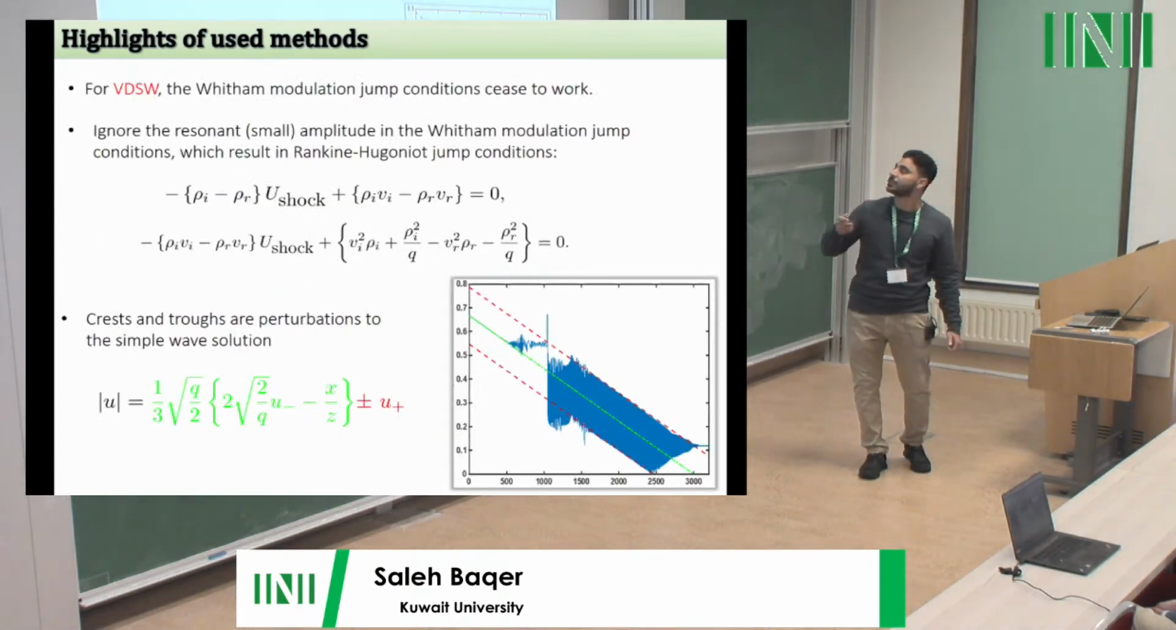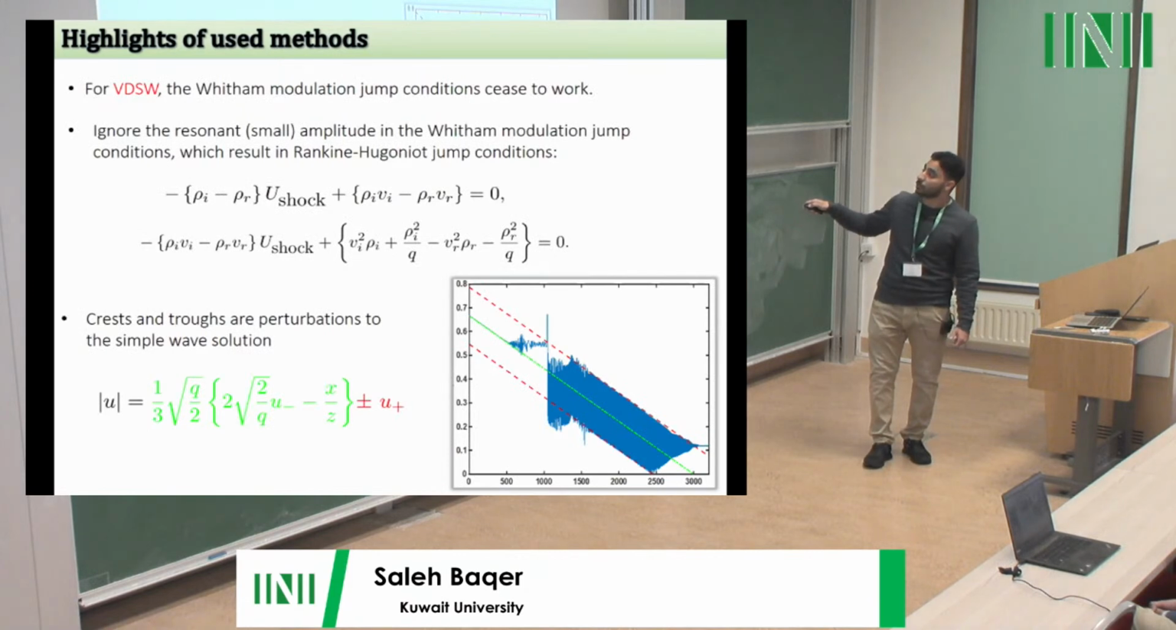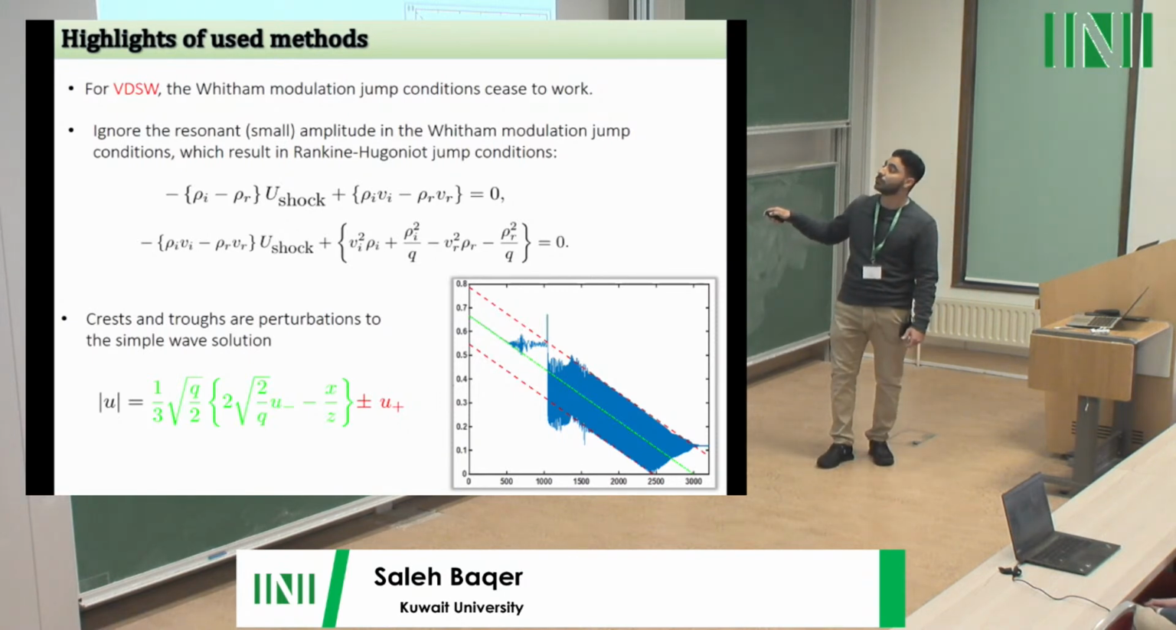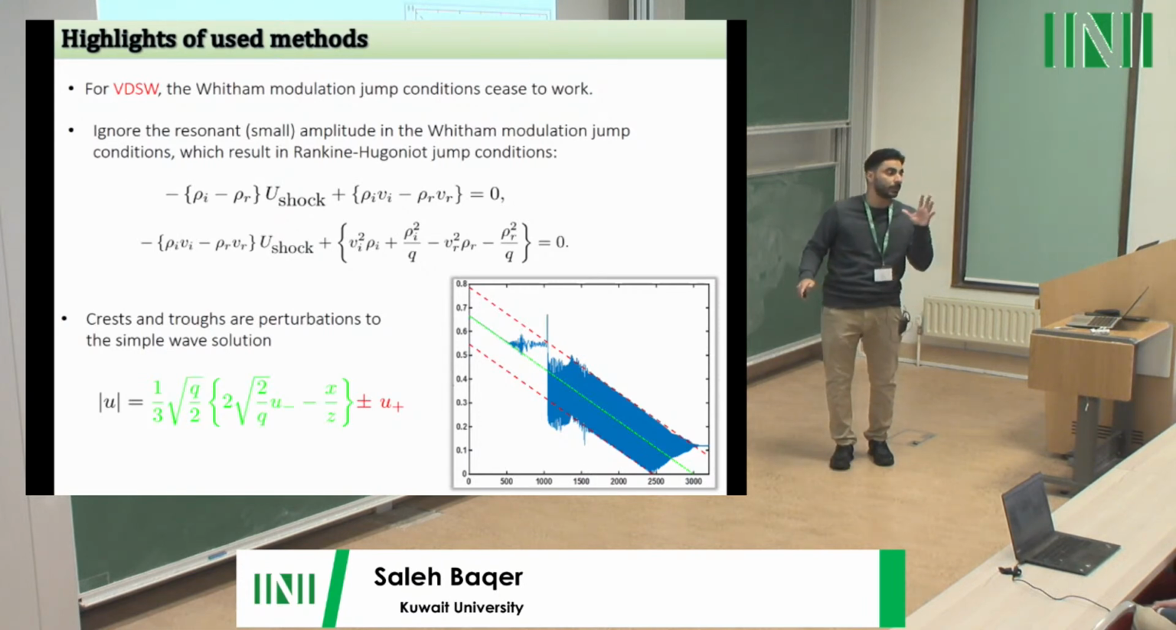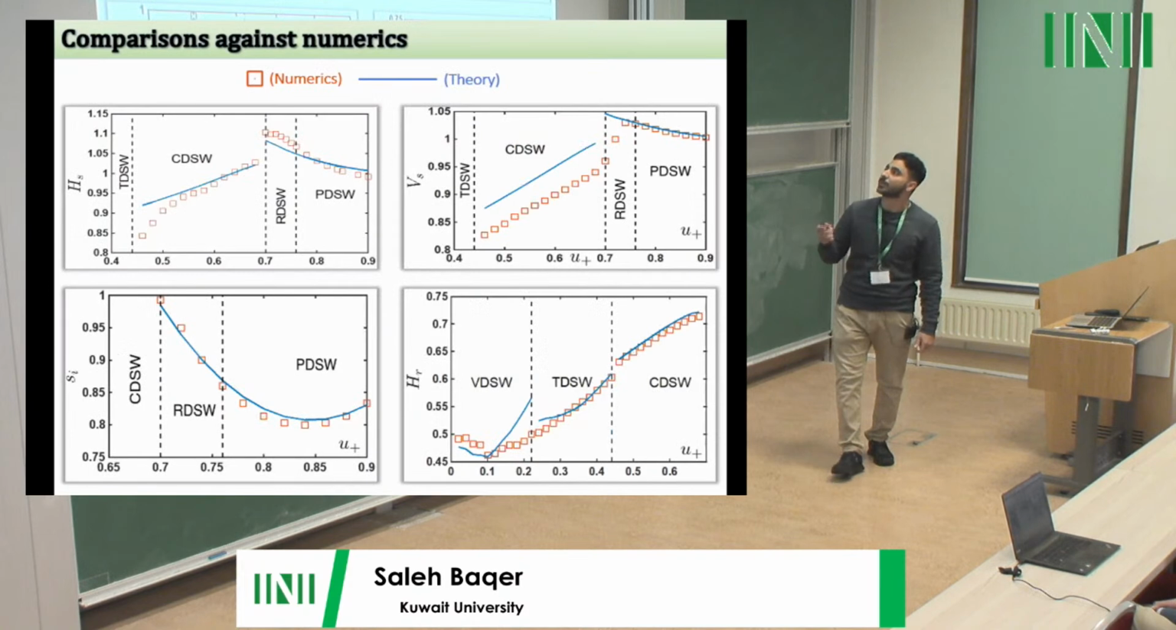Okay, for the traveling dispersive shock wave, the Whitham modulation jump condition ceases to work, but what you can do is observe that the amplitude of the resonant radiation is small, so you can ignore it from the Whitham jumps. In this case, the full Whitham modulation jumps reduce to the ones for compressible gas dynamics or shallow water waves. So approximately, you can treat this as a gas dynamic shock. Okay, so here are some comparisons.